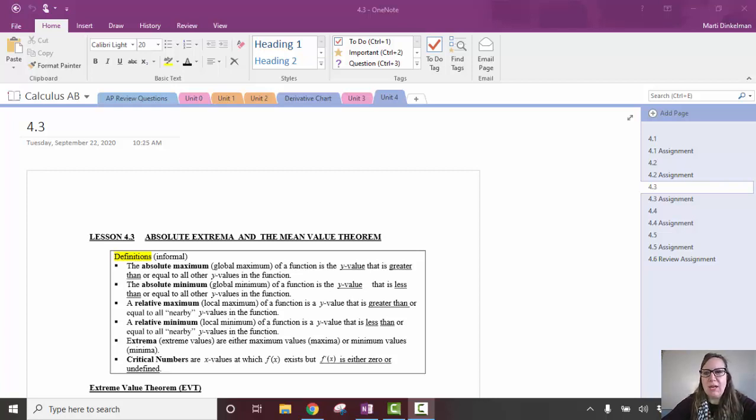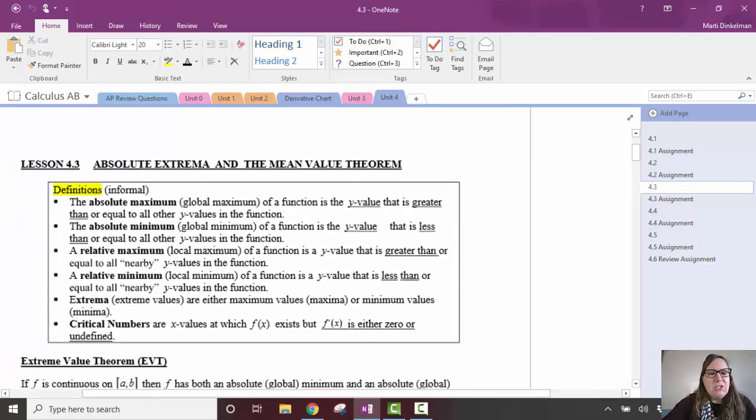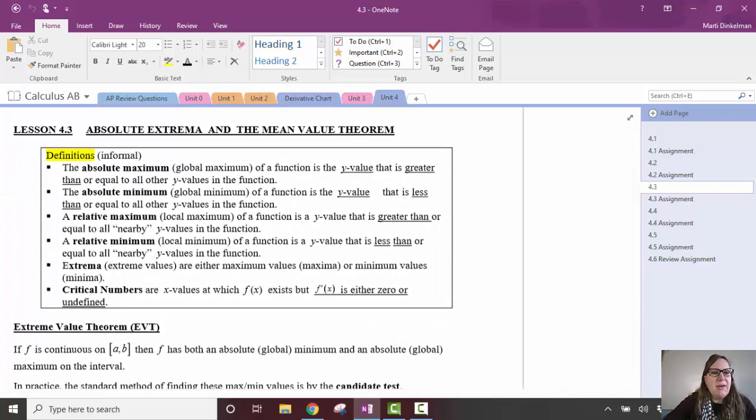Mean value theorem. So kind of two parts to this video. I will mention where I think you should pause and get going on the assignment for the first part, and then maybe you can come back and do the rest of the assignment. So at the beginning here, there's some informal definitions about what we're going to talk about in calculus as far as maxima and minima.